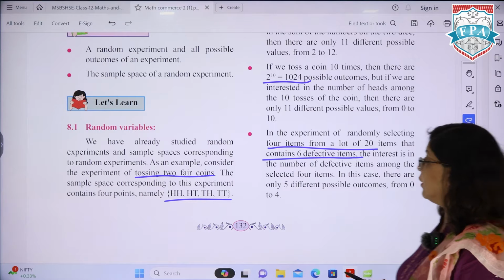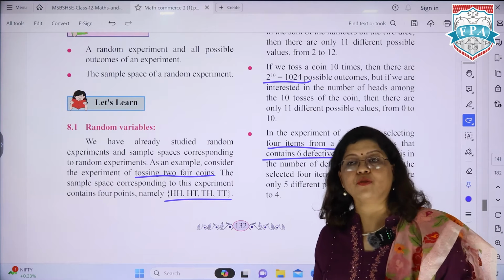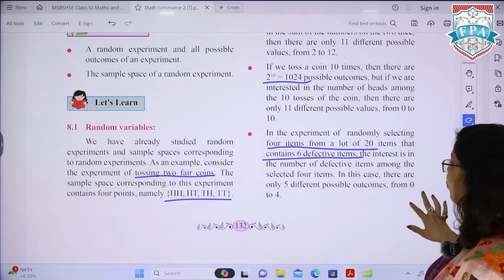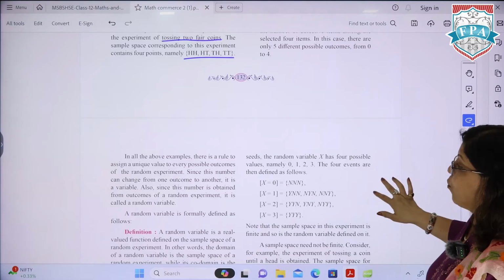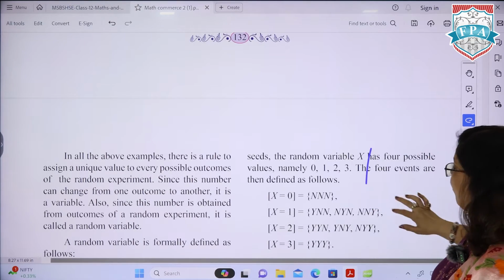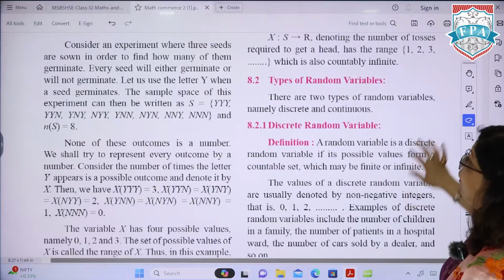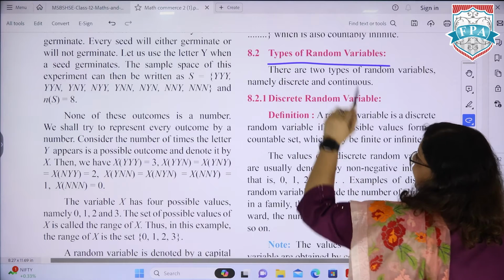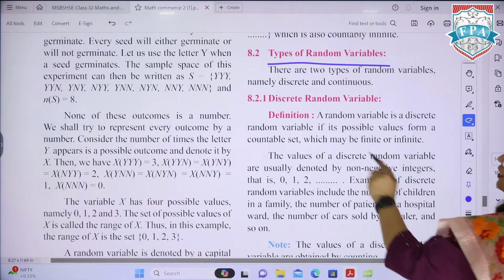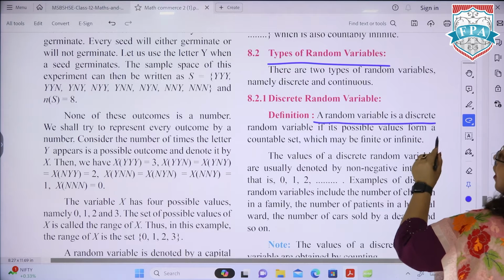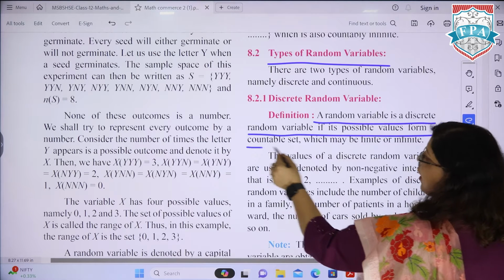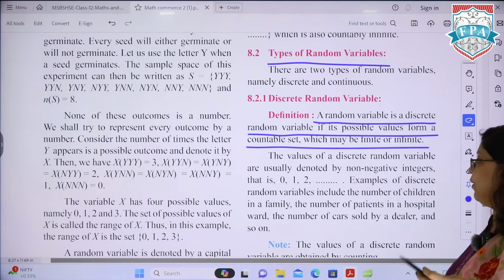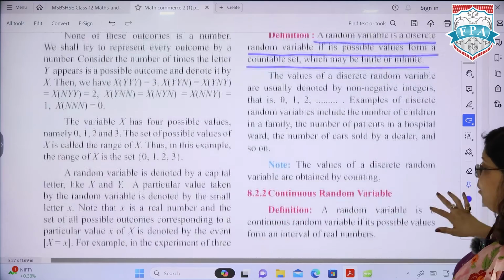So here the thing we have to first see is whether we are actually looking for the defective item probability or the correct item probability to get the final answer. Once we get the random variable, we'll find out the probability of that random variable. The types of random variable, as a theoretical part, start with discrete. Discrete means it has a fixed possible value from a countable set, which can be finite or infinite, like 0, 1, 2.